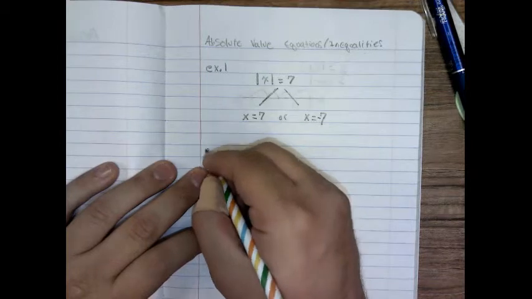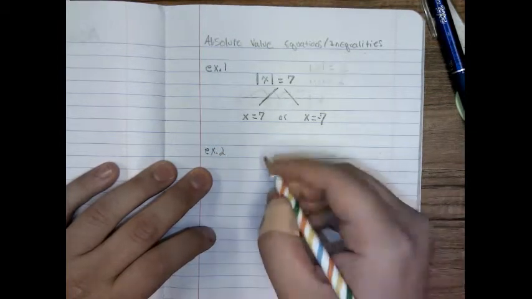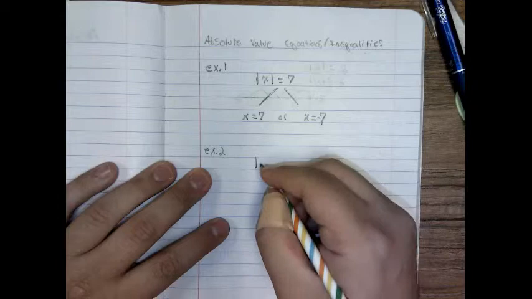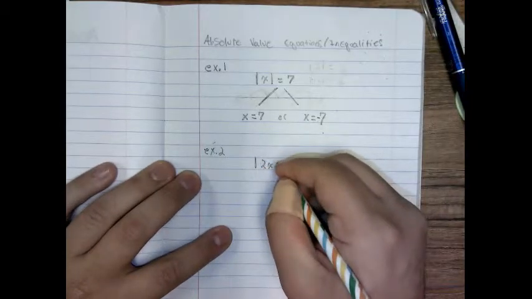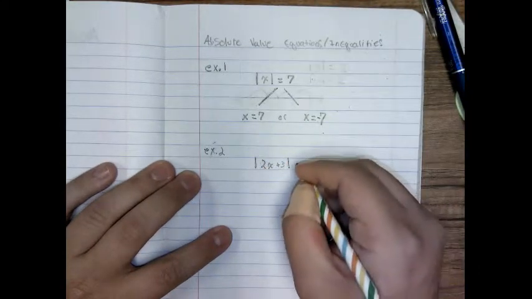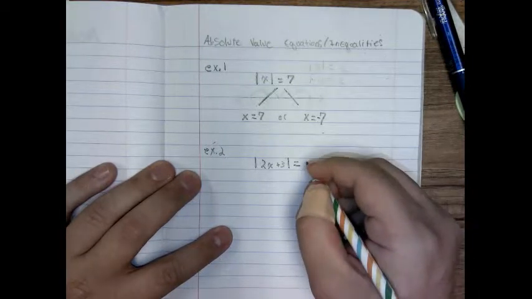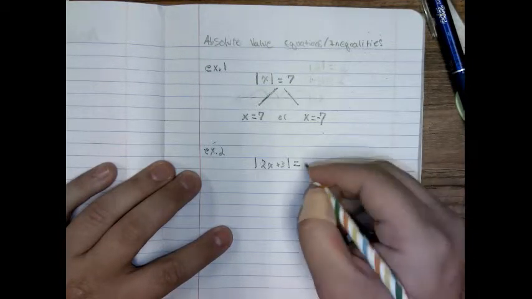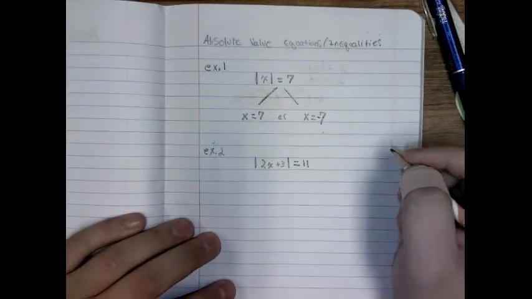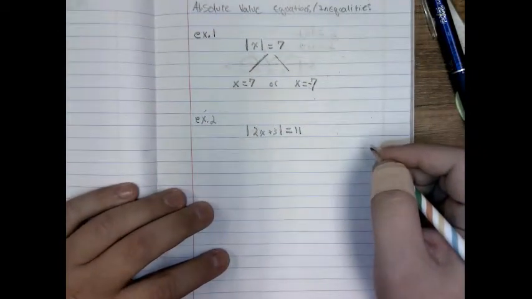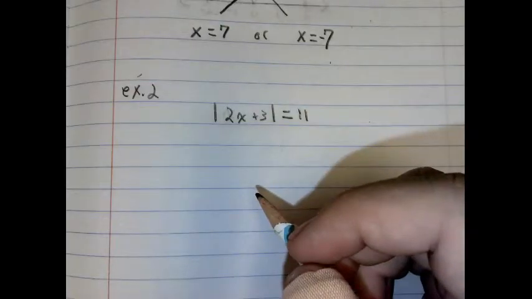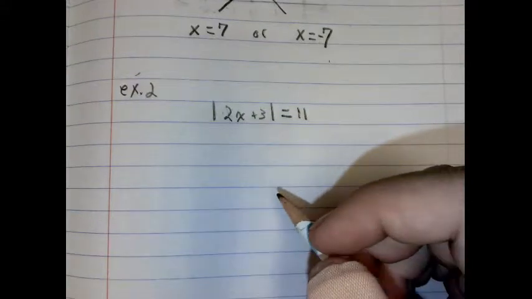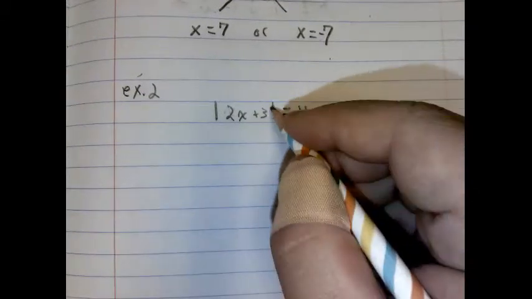Now, to do a more complicated example, like example 2 here, what if we had, actually let me change that, what if we had 2x plus 3 is equal to 11. So example 2, the absolute value of 2x plus 3 is equal to 11.